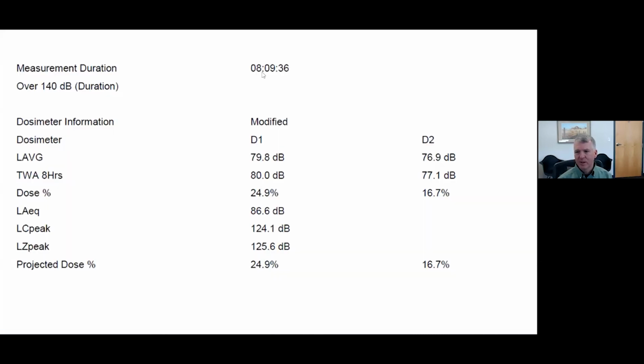And this is another one. Again, this one just barely over. It's 9 minutes over 8 hours, but you'll see a slight difference, kind of the same thing. That's why the TWA is bigger than the L average. Same thing over here.